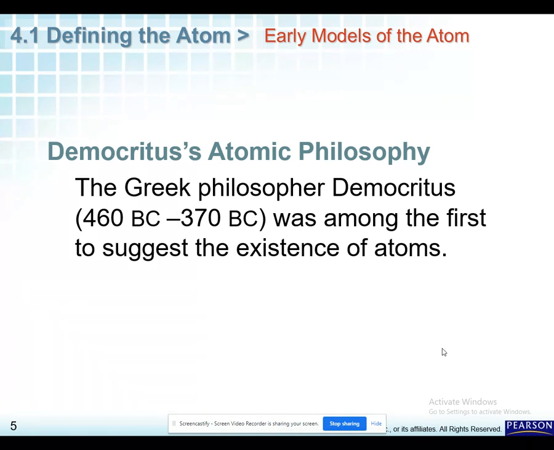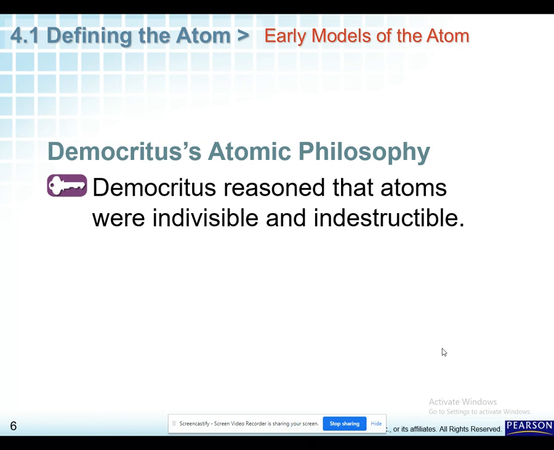He was a Greek philosopher, and he was actually among the first to suggest that atoms even existed, that they were out there. And what he did is he reasoned that atoms were indivisible. So he said that they could not be divided. And he said they were indestructible, so you couldn't destroy them. That idea, we're going to learn, is partially correct.